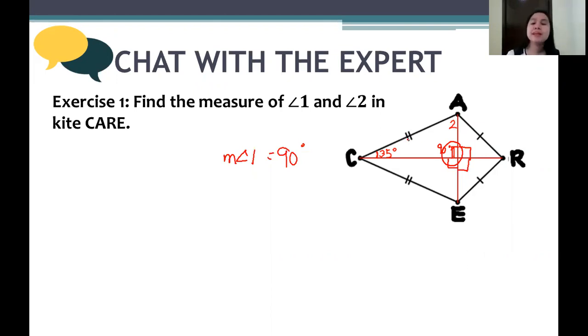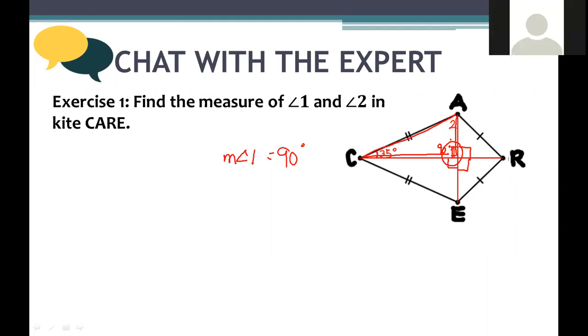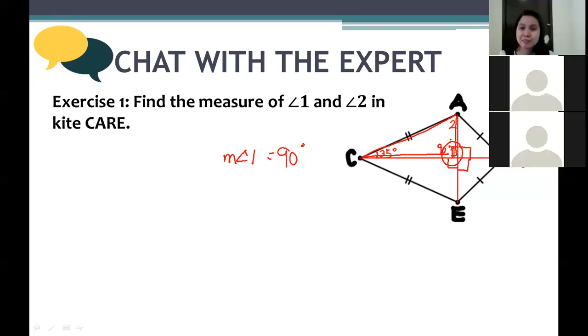Very good, AP. Next, how about angle 2? What's the measure of angle 2? You see, you are forming here a triangle, right? What is the sum of all the angles in a triangle? Anyone? Feel free to unmute your microphone or you can raise your hand. Okay. What is the sum of all the angles in a triangle?